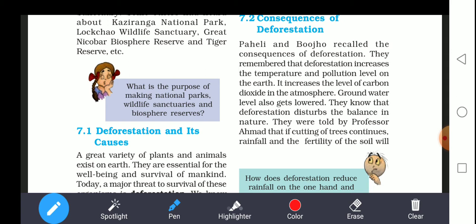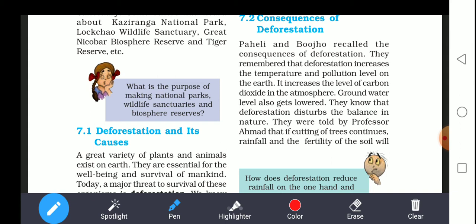How? In the process of photosynthesis, they take in carbon dioxide and release oxygen. That oxygen we are breathing in. We require oxygen to live. So we are directly or indirectly related to plants and animals.